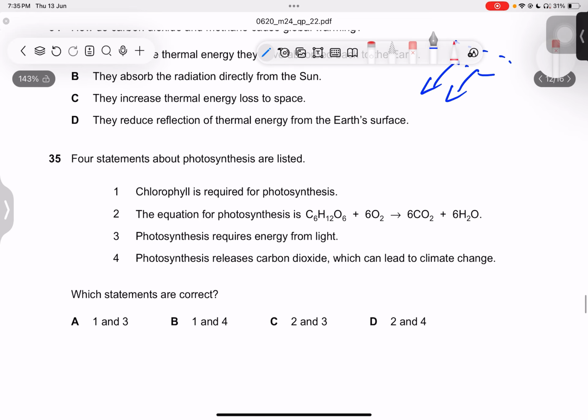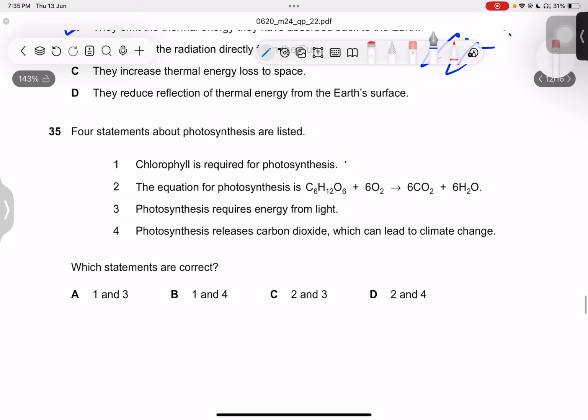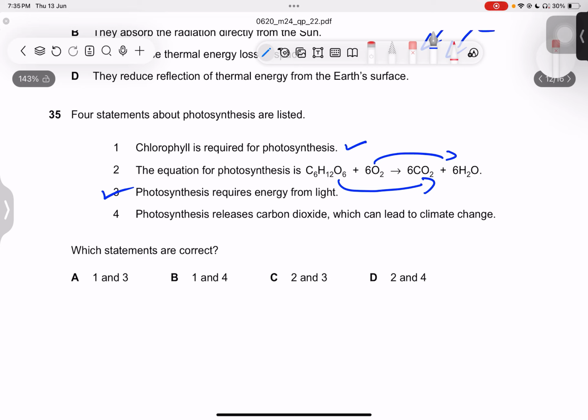Four statements about photosynthesis are listed. Chlorophyll is required for photosynthesis. True. The equation is shown, which is the complete opposite. This is the equation for respiration. The entire equation is incorrect; this should be on that side as well as this, so vice versa. Photosynthesis requires energy from light. Yes, the name itself indicates it. Photosynthesis releases carbon dioxide. No, photosynthesis releases oxygen plus glucose, which is C6H12O6. So 1 and 3 are correct. Option A.